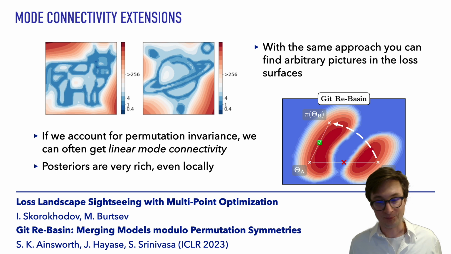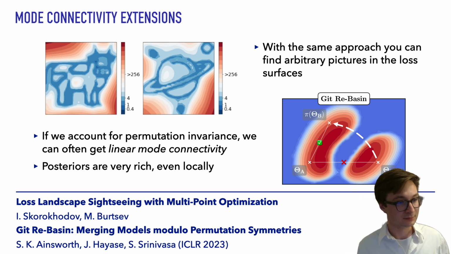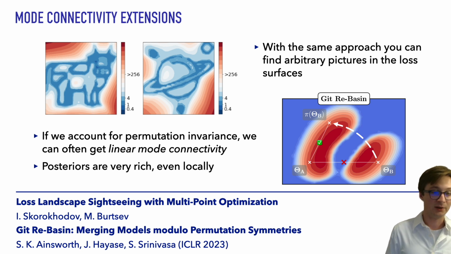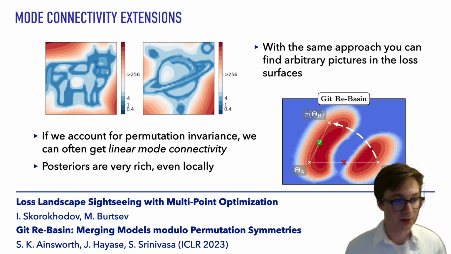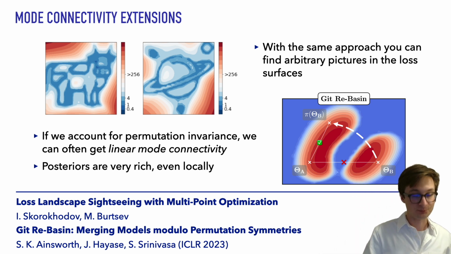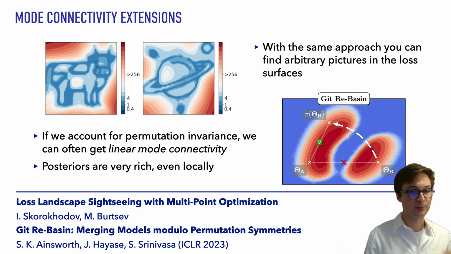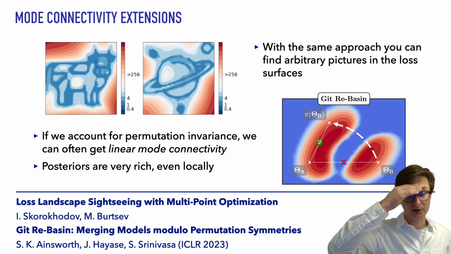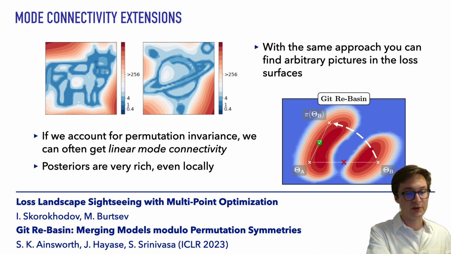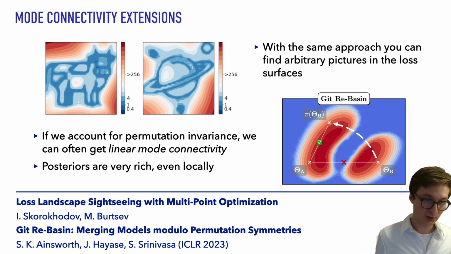Also, if we account for the permutation invariance within the parameterization of the model, so just the fact that you can reorder the neurons in your model or reorder the convolutional filters in your convolutional layers, if we account for that, we can actually get the so-called linear mode connectivity. So we can find that for any two independently trained models, there is actually a linear interpolation between them. They are equivalent to two models that lie within the same local basin of attraction.